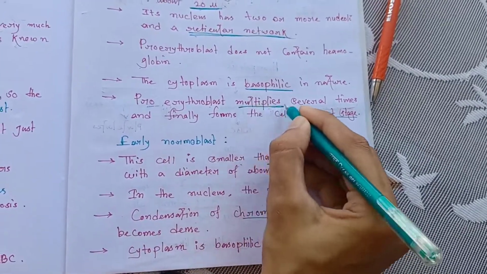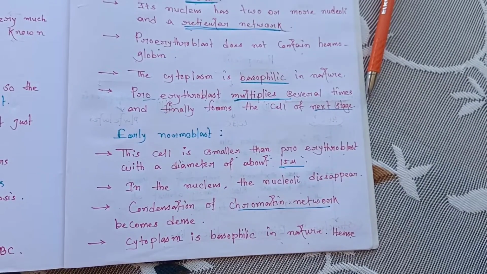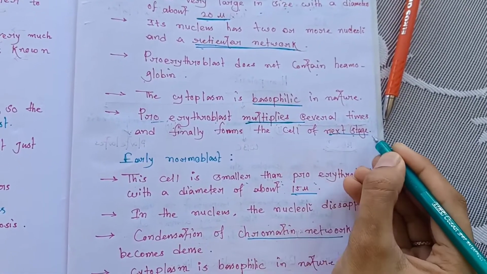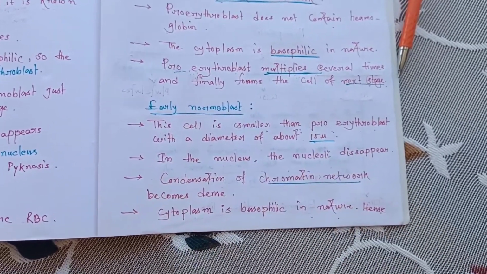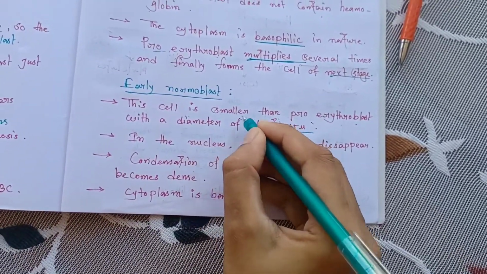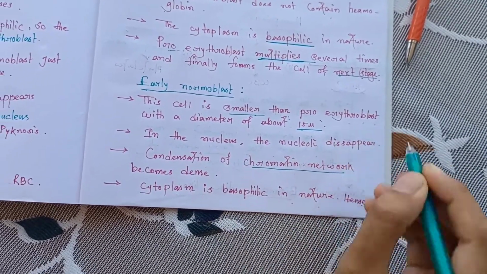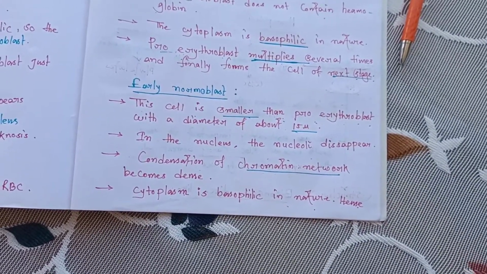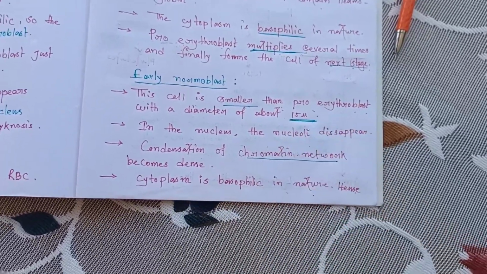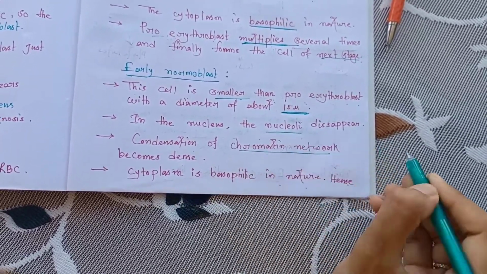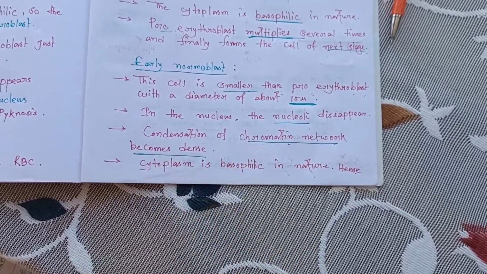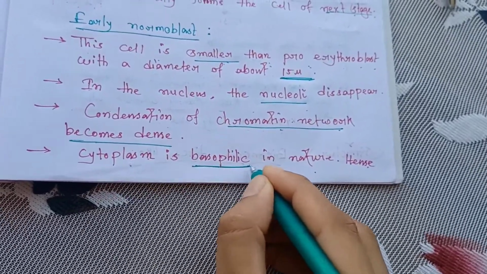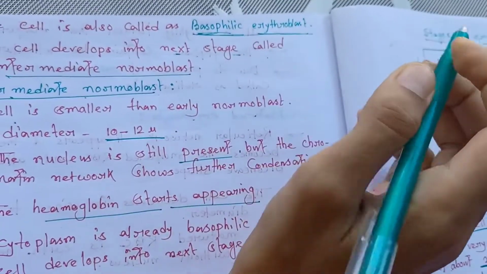Proerythroblast multiplies several times and finally forms the cell of the next stage. The next stage is early normoblast. This cell is smaller than the proerythroblast, with a diameter of about 15 micron. In the nucleus, nucleoli disappear and the chromatin network becomes dense. Cytoplasm is basophilic in nature, hence the cell is called basophilic erythroblast.